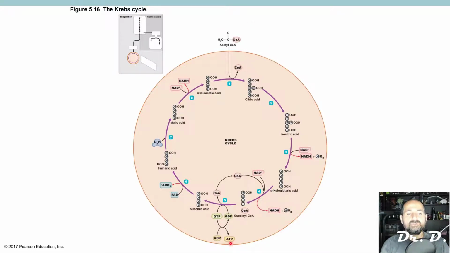And 2 ATP are formed as well. So again, 2 acetyl-CoA enter, 6 NADH are formed, 2 FADH2 are formed, 2 ATP are formed by what process? By substrate level phosphorylation. And how many CO2 waste products are formed? That's right, 4. 4 CO2 waste products are formed per glucose.